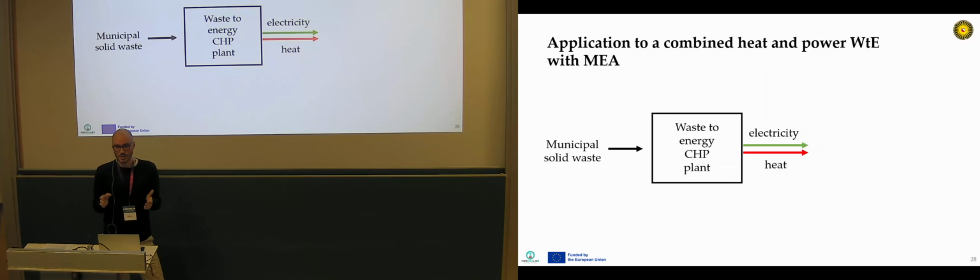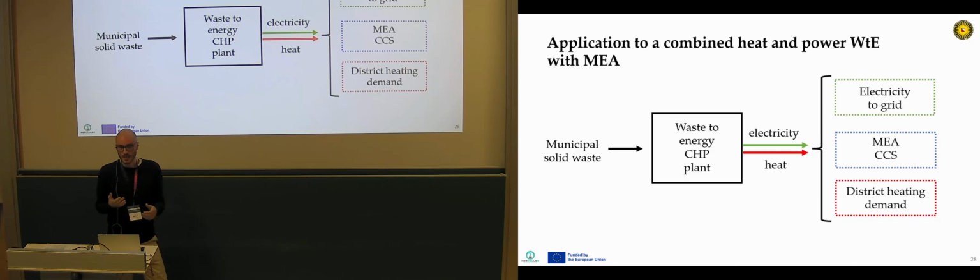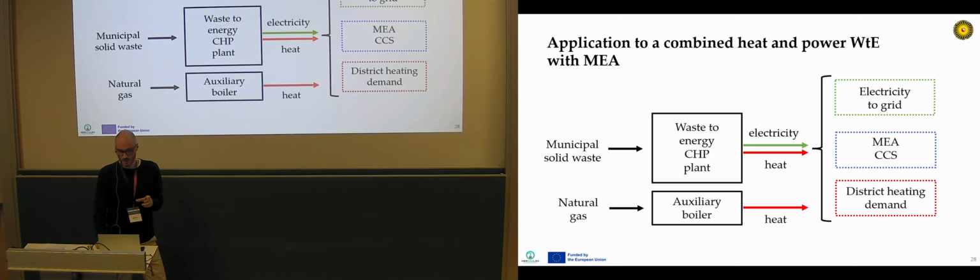For this application, we are considering a waste to energy CHP plant, so combined heat and power, which has as an input municipal solid waste, and as an output heat and electricity. This heat and electricity can either be sold to the electricity grid, used to power the MEA capture unit, or used to supply the district heating demand. Then traditionally, a waste-to-energy facility also has an auxiliary boiler, which runs on natural gas to supply extra heat in periods of high demand.